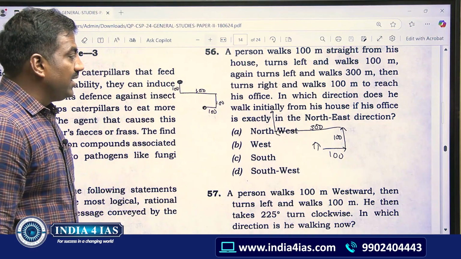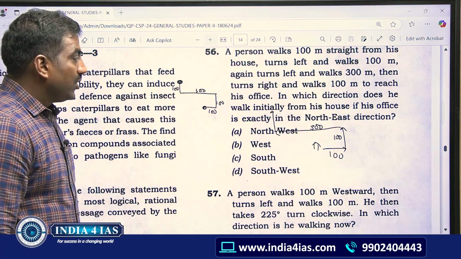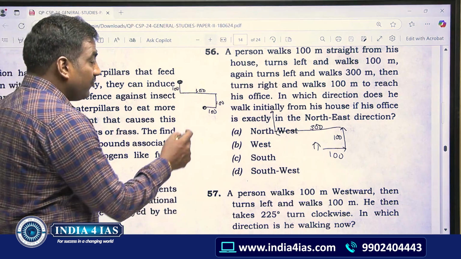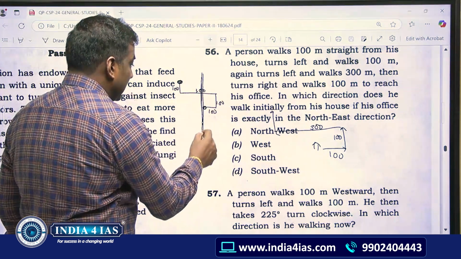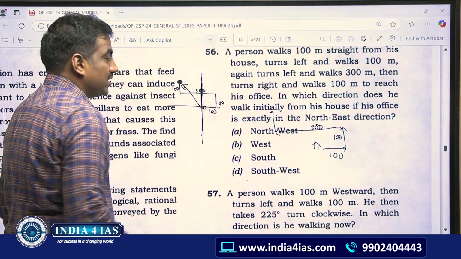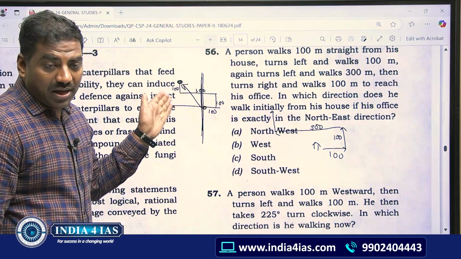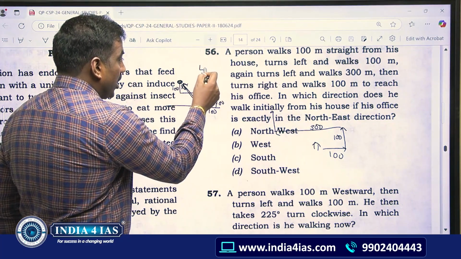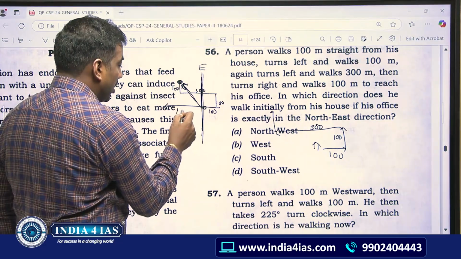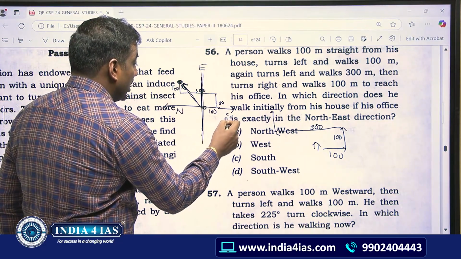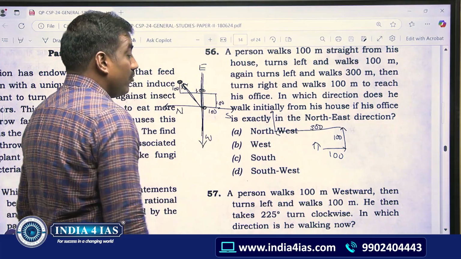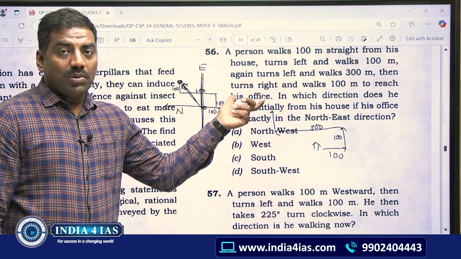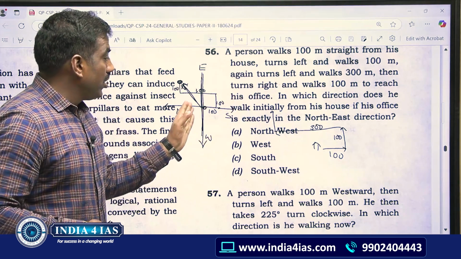In which direction does he walk initially from his house if his house is exactly in the northeast direction? If they are asking that this is a northeast direction, but according to our map here, this is a northwest. So if it is a northeast, this would have been east and this would have been our north. If that was north, this would have been our south and this would have been our west. We have to readjust the diagram according to the fact that is given in the problem.